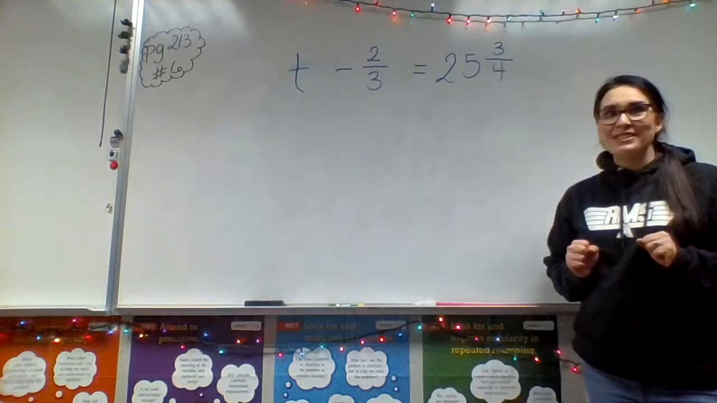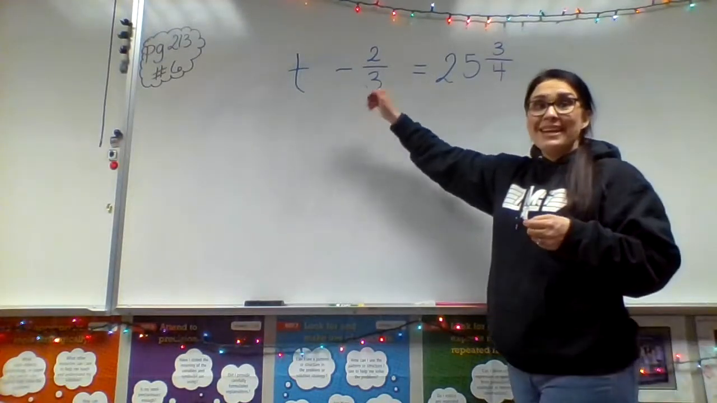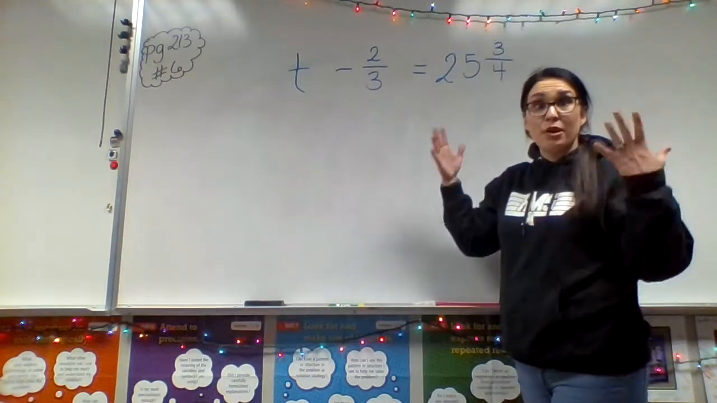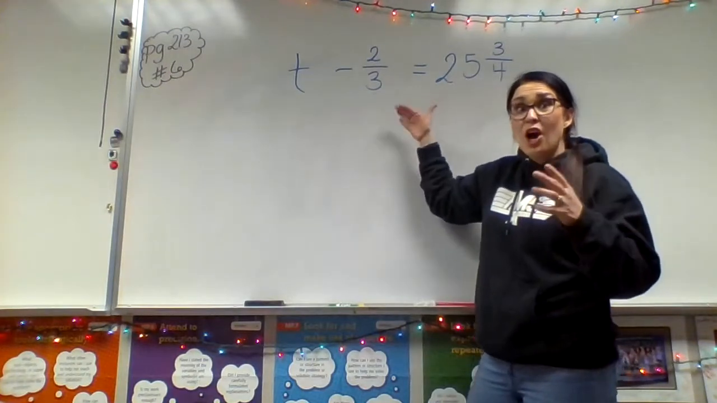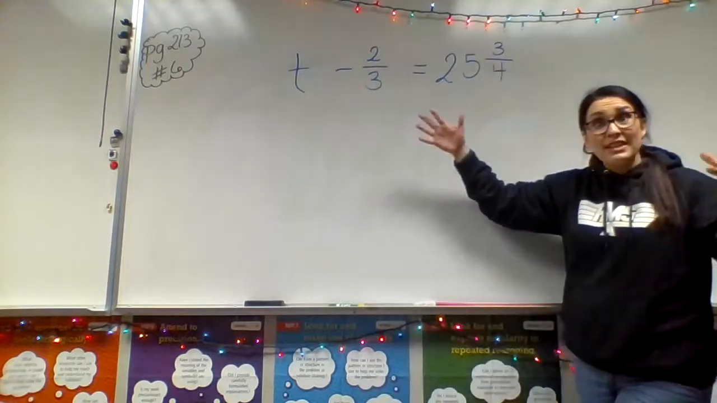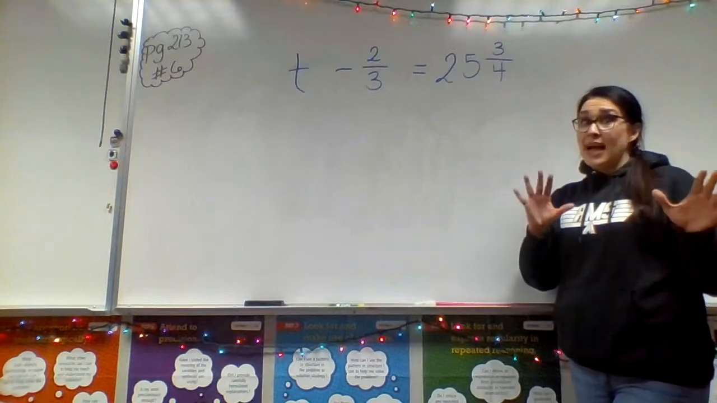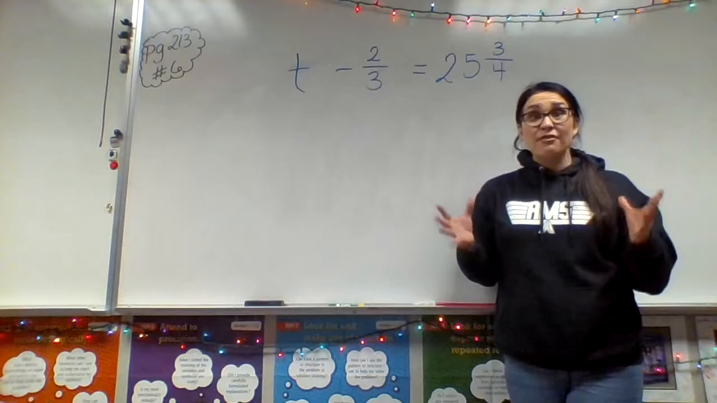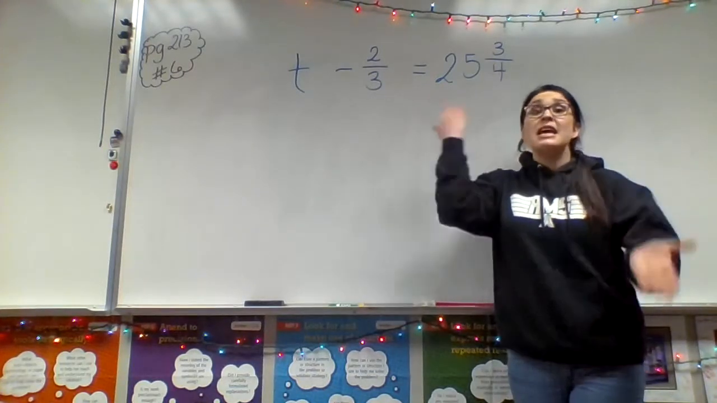All right, so for number 6, we have t, that's our variable, that's our unknown, remember, minus 2/3, that equals 25 3/4. So remember, we have this expression over here, and because we have that equal sign, we know that the value of t minus 2/3 is equal or the same. It's equivalent to 25 3/4. All right? Now, remember last week, think back to last week, where we talked about those inverse relationships, right? Those inverse operations, which again just means the opposite.